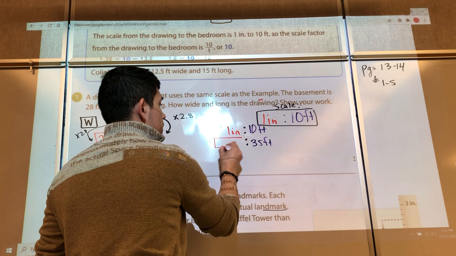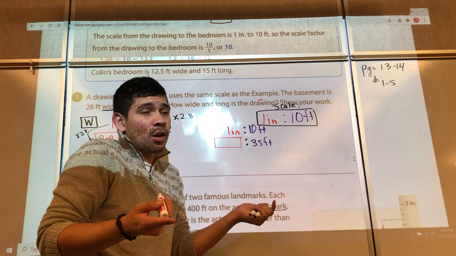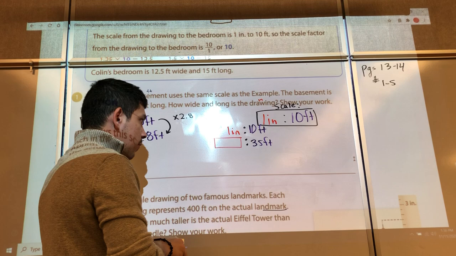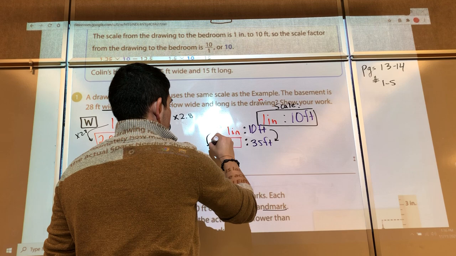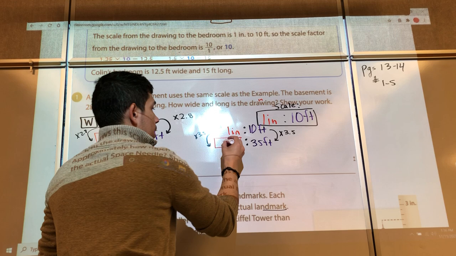10 times what gives us 35? Well, 10 times 3 is 30, 10 times 4 is 40. It's in between. Some of you probably already know. If you don't know, take 35 and divide by 10. Go ahead and do that. And you'll see, because we're getting larger, we're going to be multiplying by 3.5. What you do to one side, we do to the other. 1 times 3.5 is 3.5 inches.